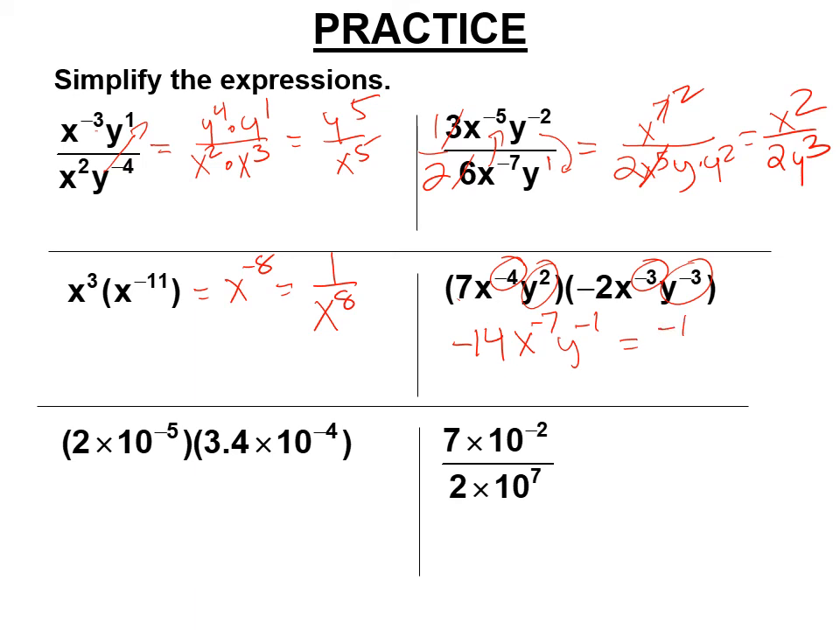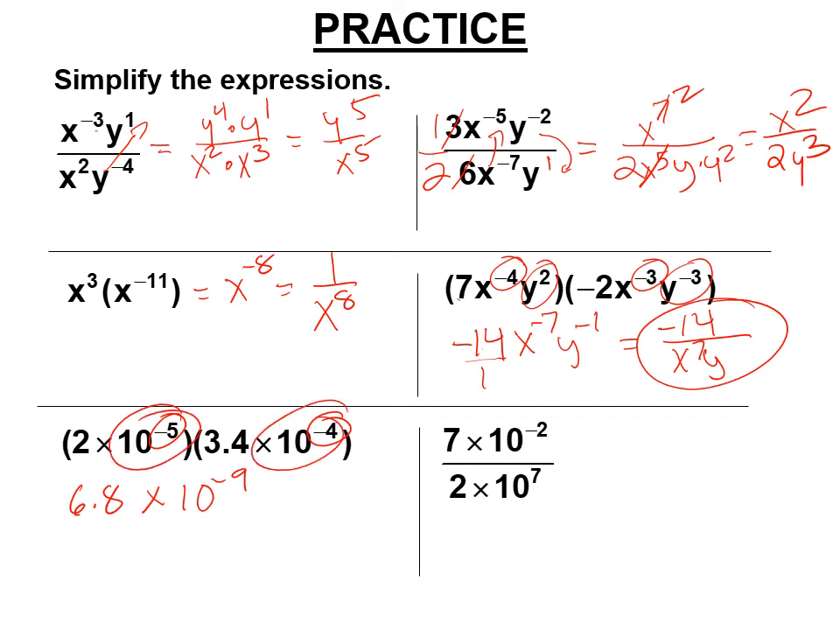The -14 stays up top, right? Because that's up top. The x comes down here. The y's come down here. -14 over x to the 7th y. Scientific, we're multiplying scientific notation. 2 times 3.4 is 6.8. -5 plus -4, -9. Multiplying powers, right? We're multiplying powers. You add the exponents, whether they're scientific notation powers or regular powers.